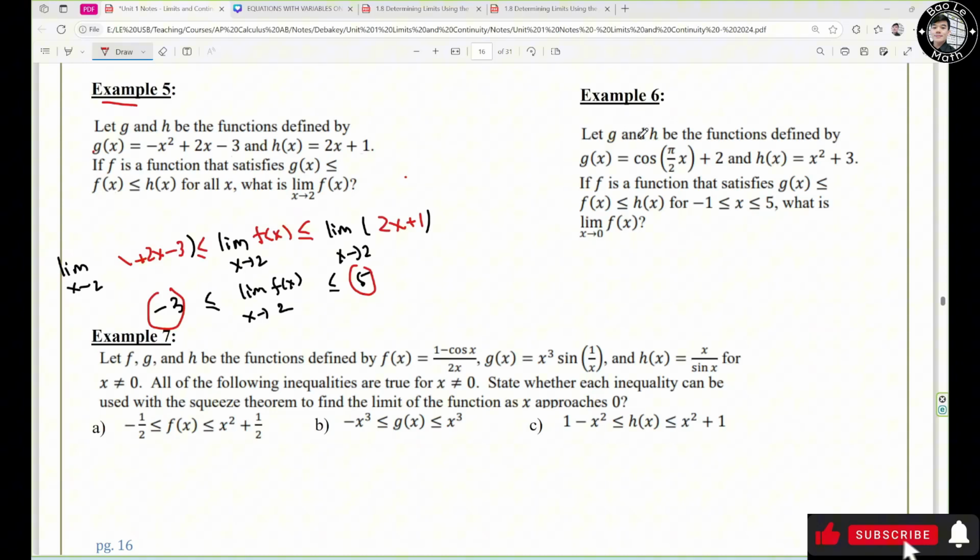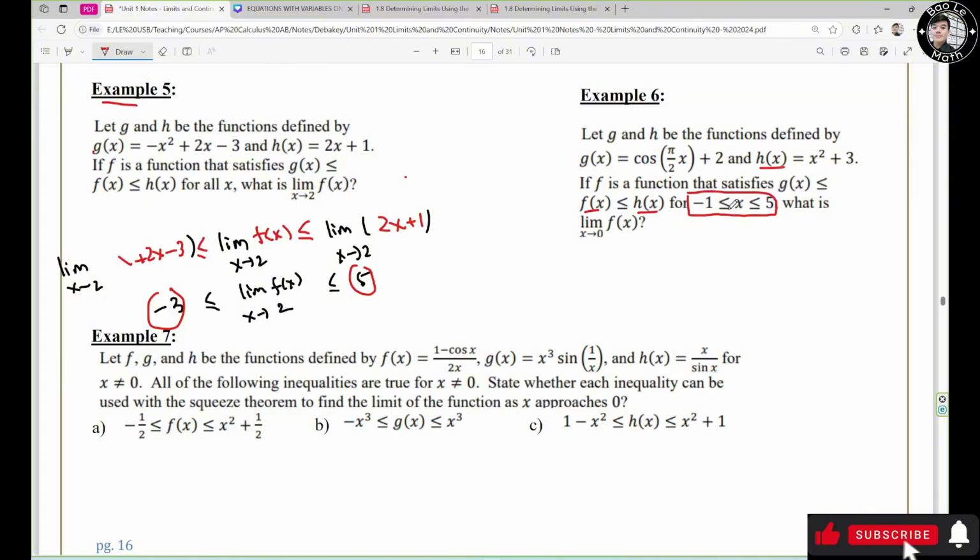Now let's move on to example number 6. Let g and h be the functions defined by g(s) = cos(π/2 s) + 2 and h(s) = s² + 3. If f is a function that satisfies g(s) ≤ f(s) ≤ h(s) for s in the domain -1 to 5, right?